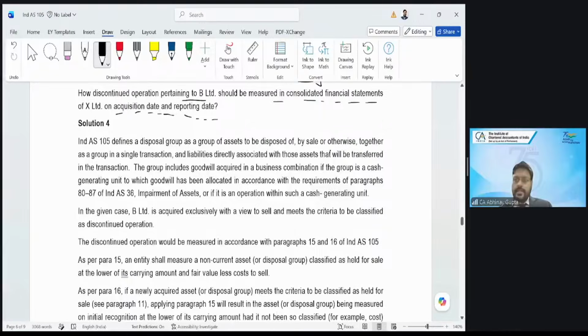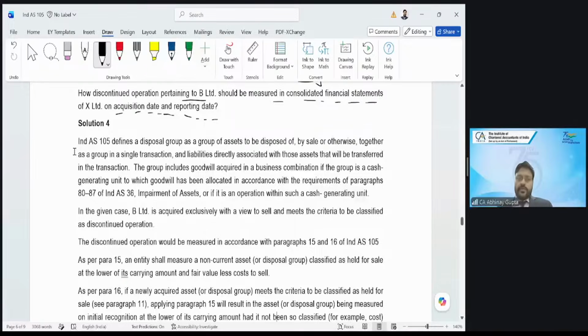Now, let's see how we are going to answer in the examination. So sometimes the questions are very straightforward and simple, but the marks in the examination depend on how we articulate our answer, right? So we need to be articulating the answer well.